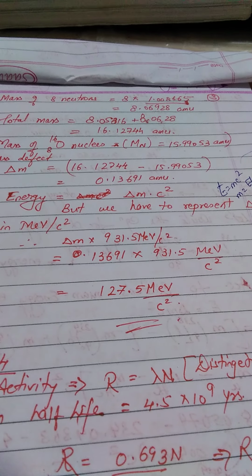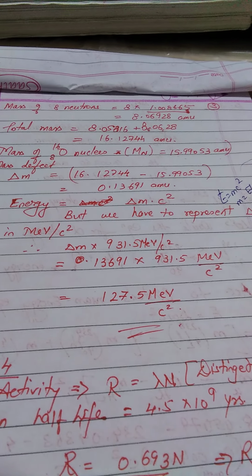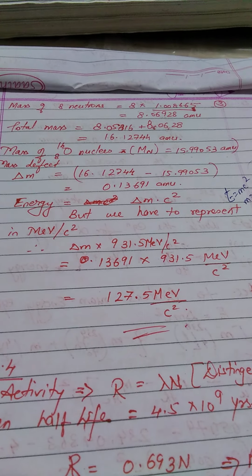I repeat, we have to express the mass defect in mega electron volt per c square. So mega electron volt per c square means only representing the mass defect. We are not calculating the energy. We have to represent this mass defect in terms of mega electron volt upon c square. So mass in terms of mega electron volt upon c square is this much. So if it will be del m, then it will be how much? Del m multiplied by whatever value of mass mega electron volt upon c square, that is 931.5. In this way we can express the mass defect in mega electron volt upon c square.